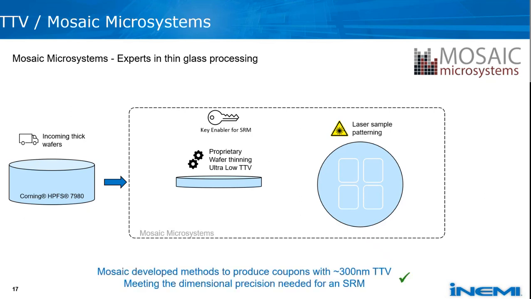So ultimately, they were able to get this process dialed in, and the coupons that they are now able to provide us have something on the order of about 300 nanometers of total thickness variation. And so this meets the dimensional precision required for our SRM. So this was a very nice milestone in the project.